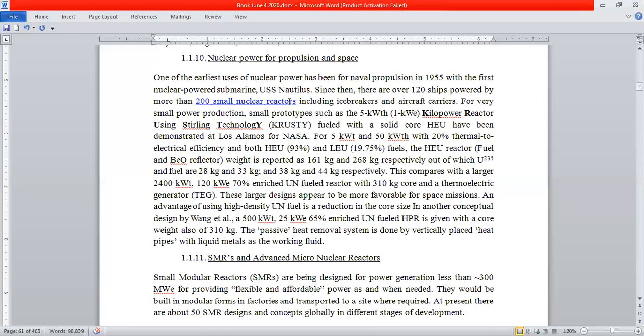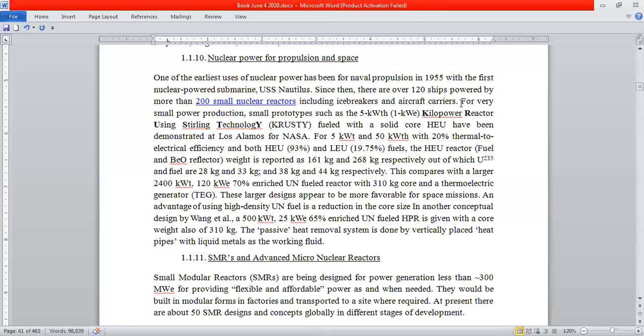In 1955, the first nuclear-powered submarine, the USS Nautilus, was put to sea, and since then there are over 120 ships which are powered by more than 200 small nuclear reactors. These nuclear reactors are used for propulsion, they're used for icebreakers, they're used for aircraft carriers. Now, when you go to space, because that's another fascinating frontier, that going to exploring the moon and going to Mars and seeing whether to learn about Mars.